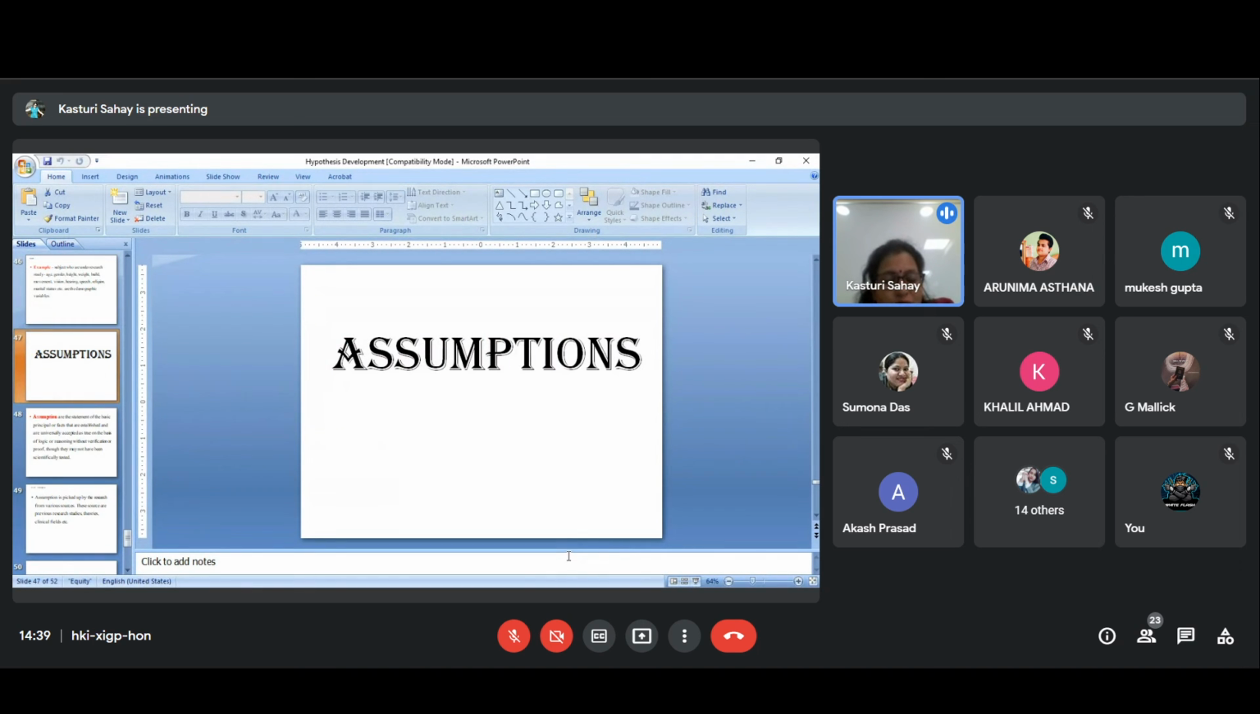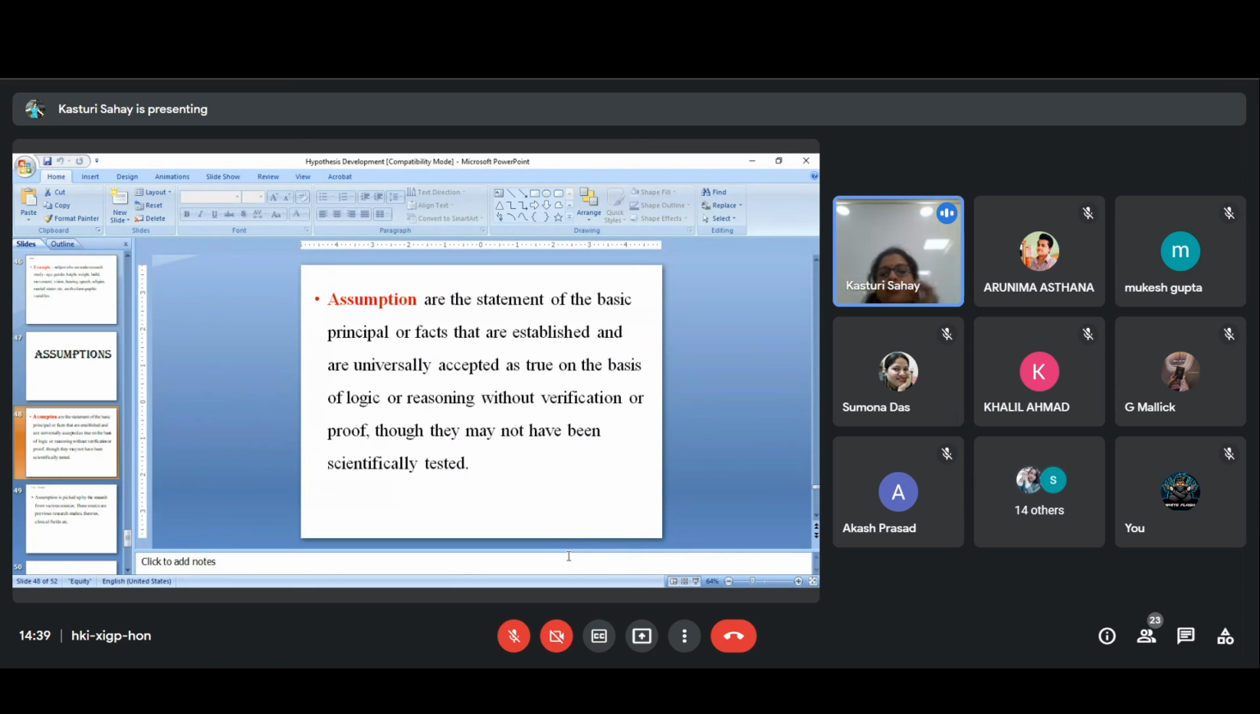Now, what are assumptions? Assumptions are the statement of the basic principle of facts that are established and are usually accepted as true on the basis of logic or reasoning without verification or proof, though they may not have been scientifically tested, right? So, assumptions are the statement of basic principles.